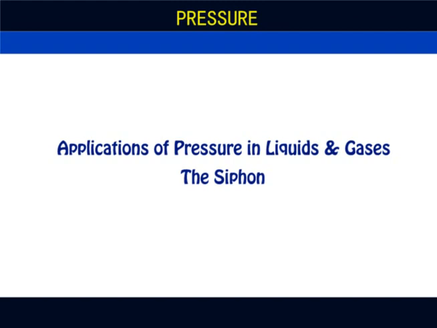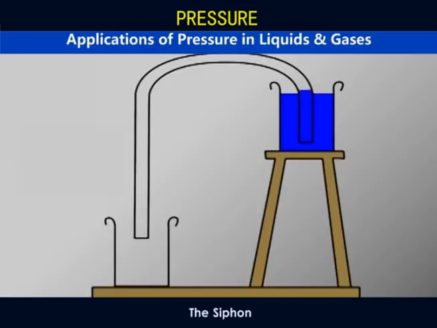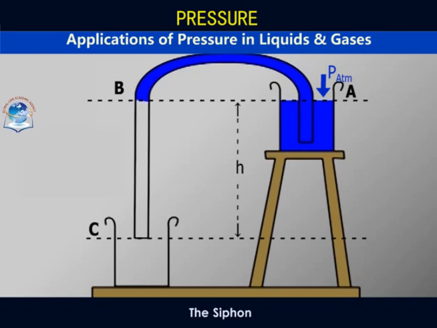And finally, the siphon. Now, a tube, usually plastic or rubber, can be used to empty tanks or draw petrol from petrol tanks of cars. When used in this way, it is referred to as a siphon. The pressure at the surface of the liquid is atmospheric. The tube is first filled with the liquid and the end C held below the surface.